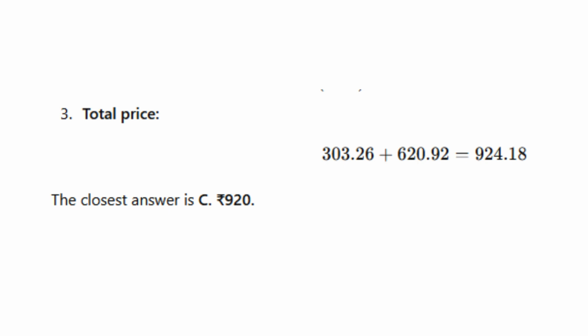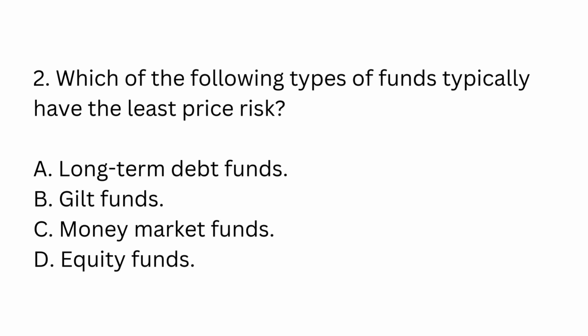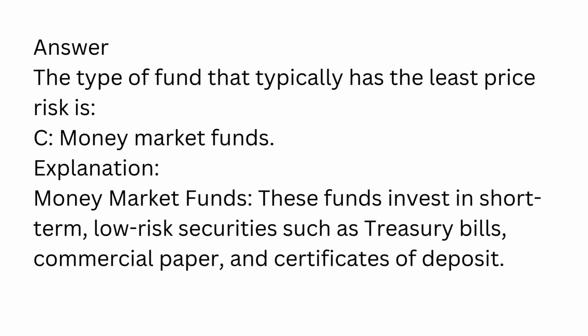920 rupees. 2. Which of the following types of funds typically have the least price risk? A. Long-term debt funds. B. Gilt funds. C. Money market funds. D. Equity funds. Answer. The type of fund that typically has the least price risk is C. Money market funds.